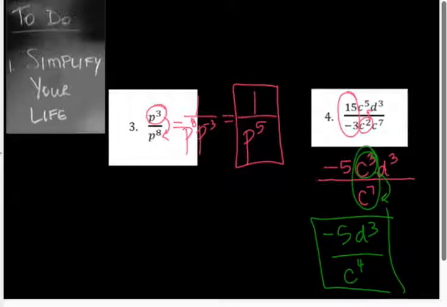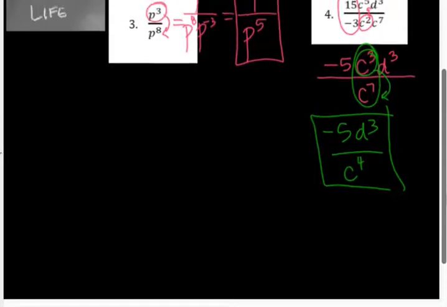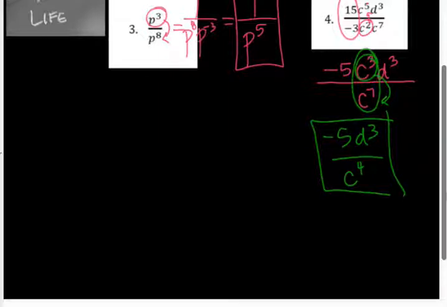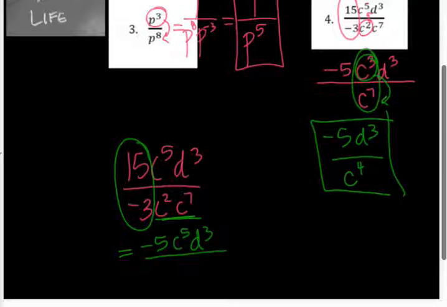Let's go ahead and look at it another way. So I'm just going to rewrite it. The first time I did it, I didn't notice there was 2 c's in the denominator, so this might happen to you. So another way you can solve it is I would first probably combine those after I notice that. So same thing, 15 divided by negative 3 is negative 5. And then I would have c to the 5th, d to the 3rd, all over c squared times c to the 7th gives me c to the 9th.